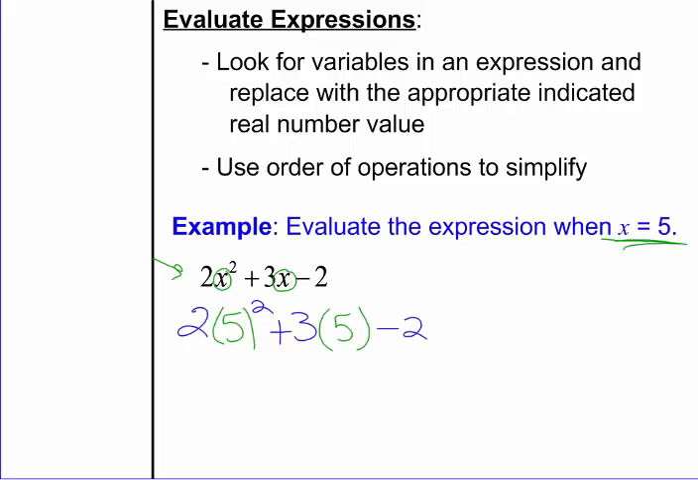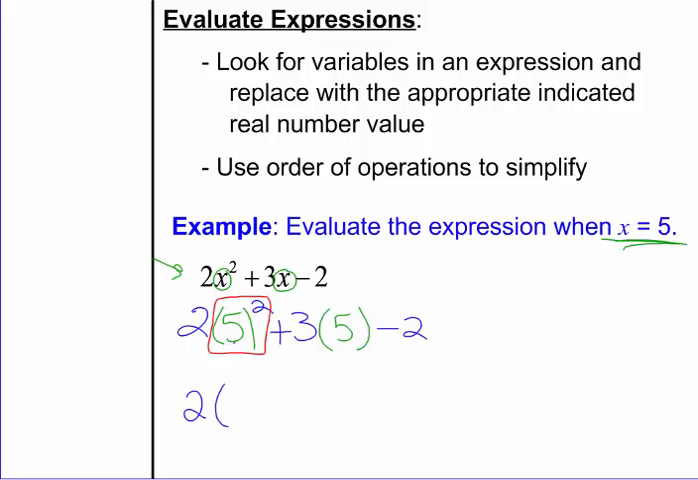Now you use order of operations. So first are grouping symbols, but if you look inside the parentheses, there's nothing in there to do. It's just a plain number. So then we look at exponents. We do have an exponent in this case right there, 5 squared. Okay, so we have to do the exponent before you multiply. Remember the order, GEMDAS. Exponents first, then multiplication.